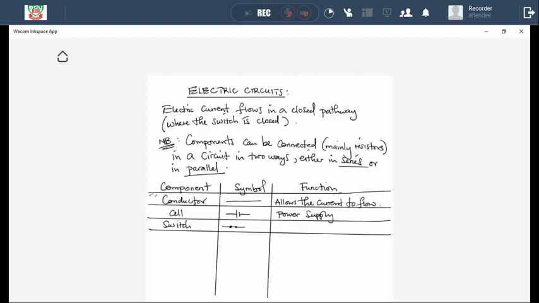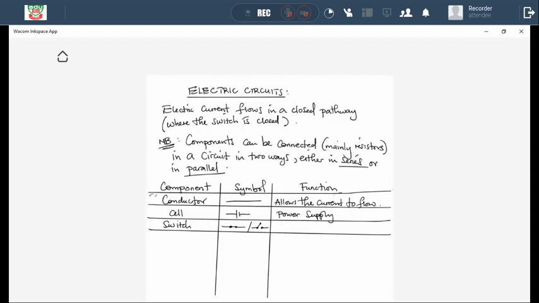This is a closed switch. But allow me also to indicate an open switch. This is an open switch. So we have a closed switch and an open switch. When the switch is closed, current can flow. When the switch is open, current cannot flow.